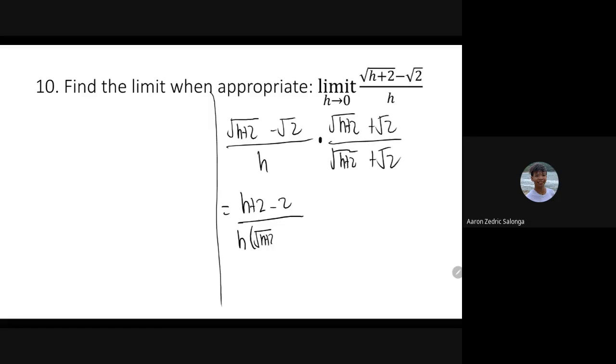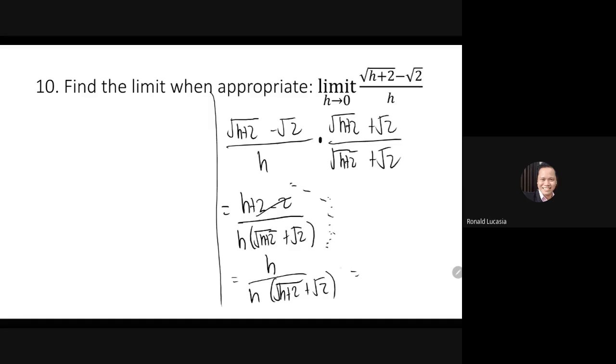Now this one, hindi mo siya sinimplify. Am I correct? So this will be the square root of h plus 2 plus square root of 2. How to simplify this? H, kasi this is h over h, and then this will cancel out. Opo. So this is 1 over the square root of h plus 2 plus the square root of 2.